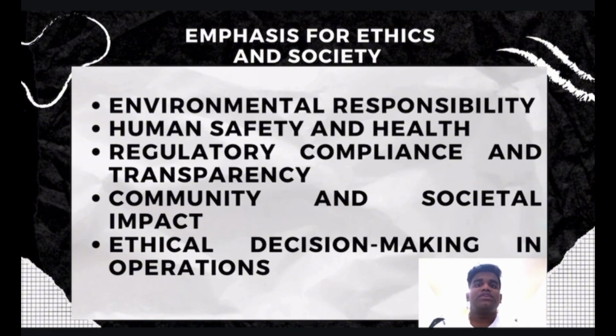And number two is human safety and health. The workplace must ensure compliance with occupational safety regulations. OSHA standards are essential to protect workers from hazardous conditions, and companies must have ready emergency response plans. Ethical operation requires robust emergency preparedness for incidents such as leaks, fire, or explosions. And number three is regulatory compliance and transparency.